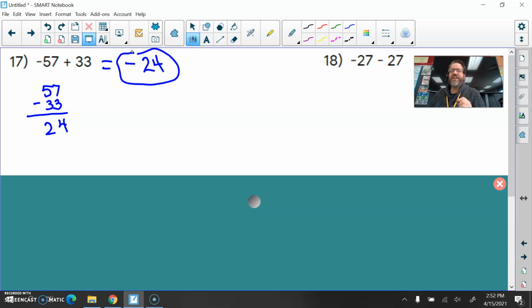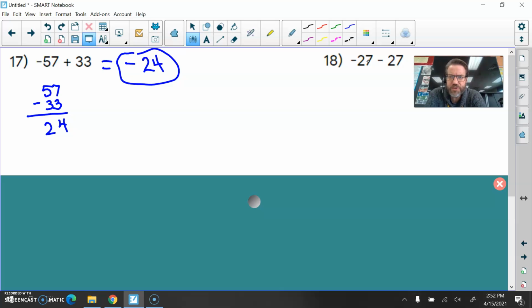All right, number 18. We had one like this earlier too. Negative 27 minus 27. A common mistake people will make is they will think that the answer is going to be 0. But be careful because we're not subtracting negative 27 from negative 27. We're subtracting positive 27 from negative 27.